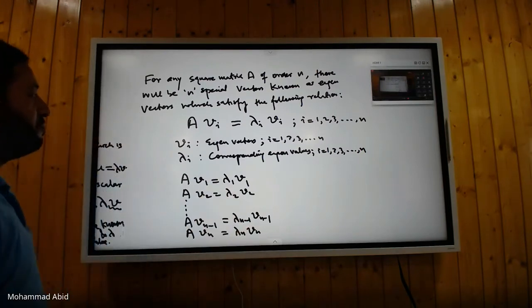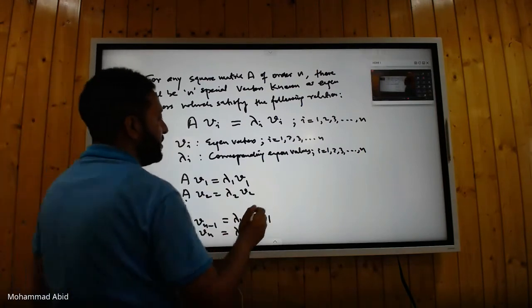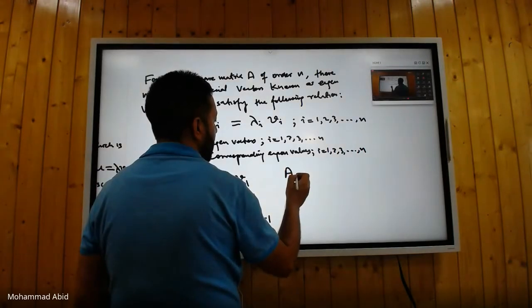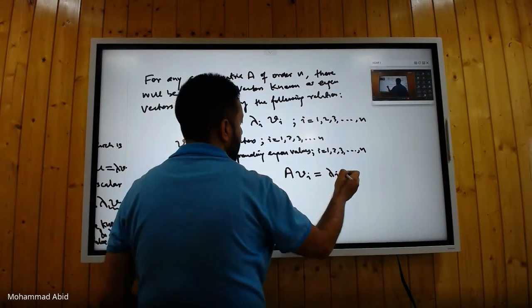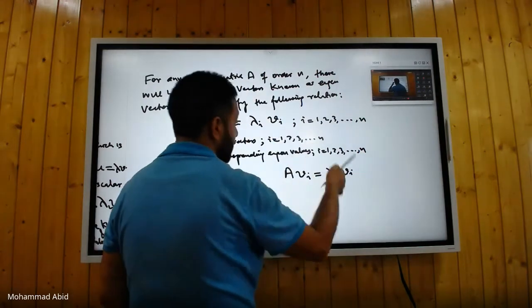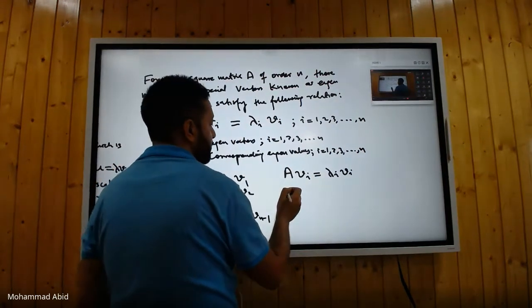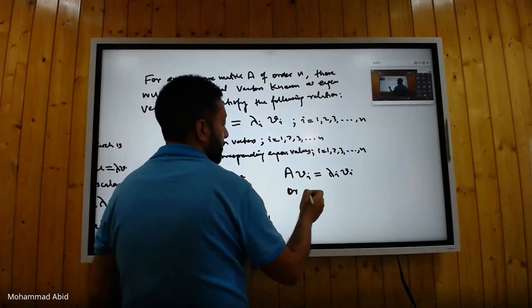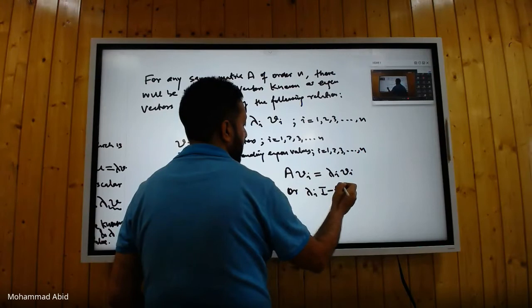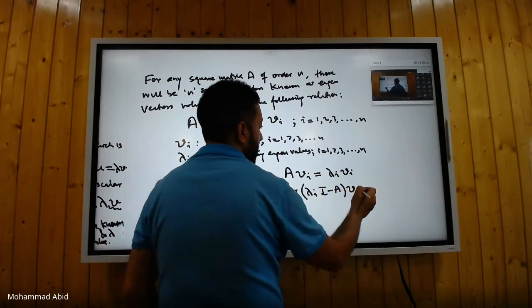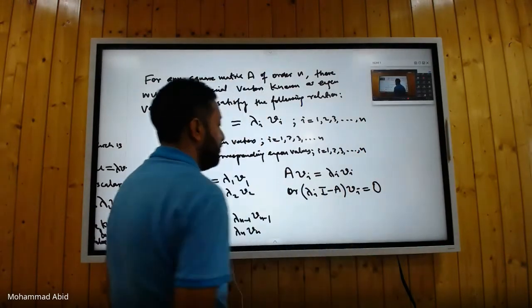ऐसे आपको रिलेशनशिप्स मिलेंगी जो कि मैंने सम अप की थी, A vi equal to lambda i vi. I can even write it in compact form as lambda I minus A into vi is equal to 0. Is that okay?